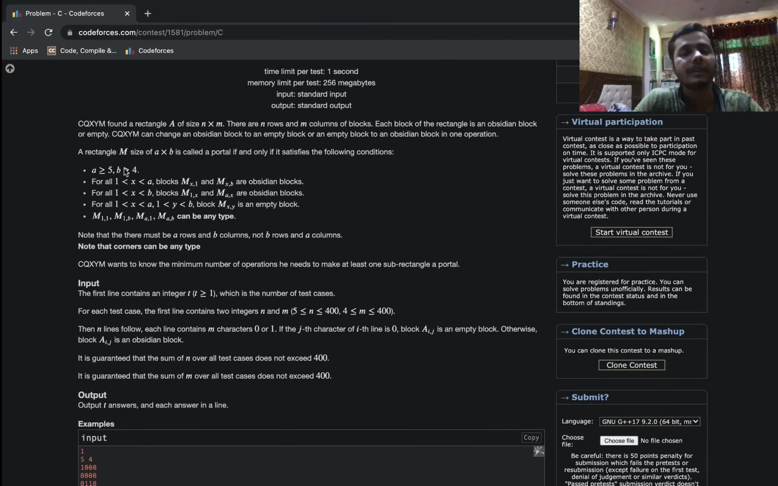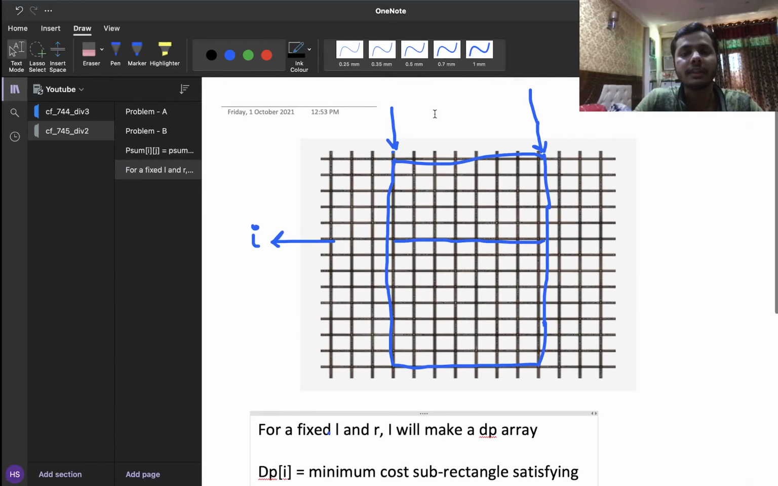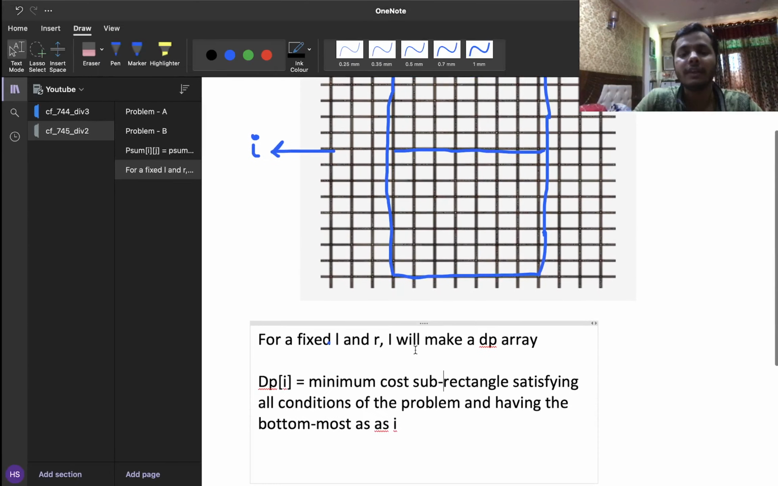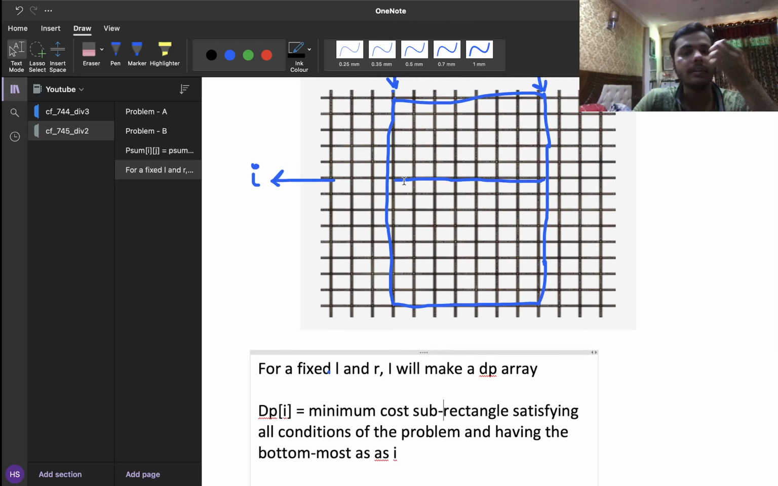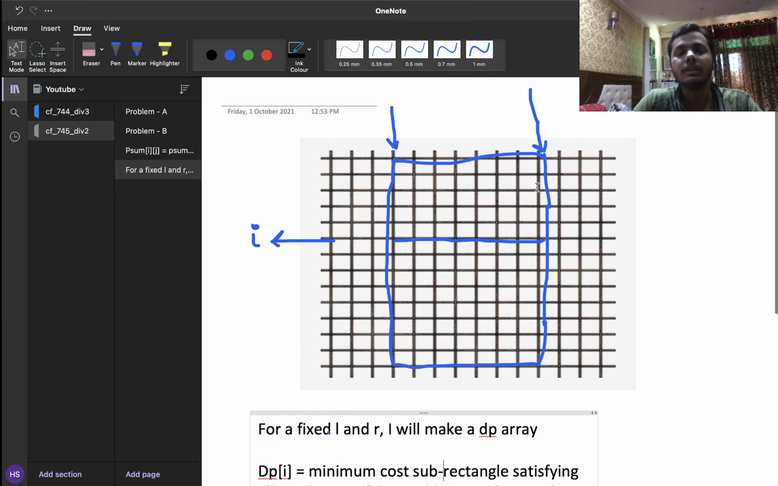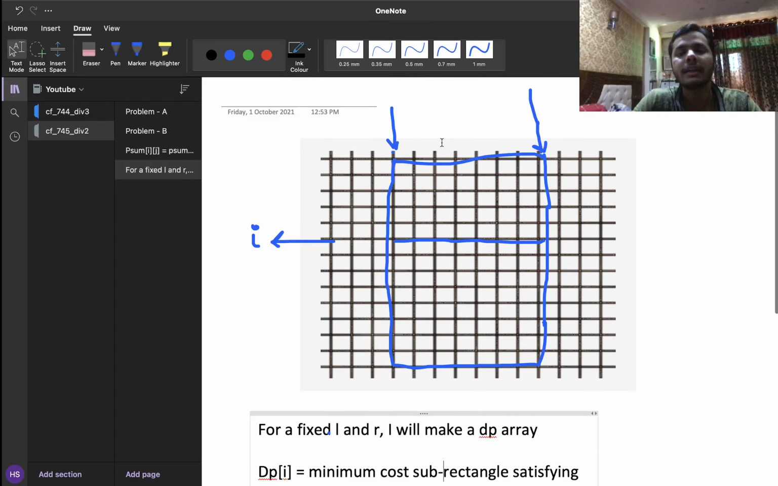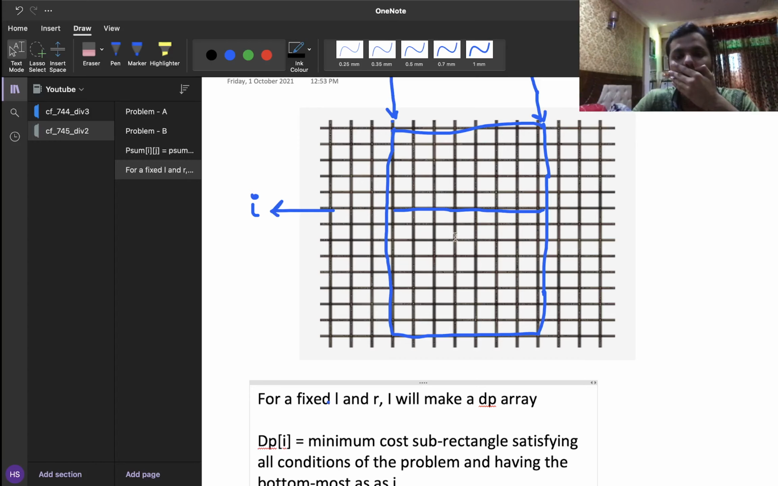So it has a width of at least 5, and by definition, since we are choosing L and R to be at least distance 4 apart, this condition is already satisfied, and we'll be choosing the rectangles in such a way that the width is at least 5 and all these conditions will also be satisfied, right? So dp of I is the minimum cost subrectangle. The only extra condition is that for dp of I, the base of the rectangle should be the ith row. Okay, great. So now this means that in O of m square we are iterating over our L and R, and in O of n, if we can calculate this DP array, then we'll be done with this problem in O of nm square, right? So that is the goal here.